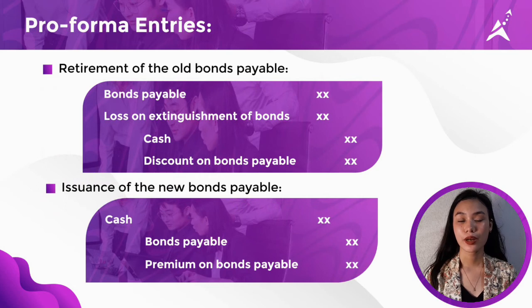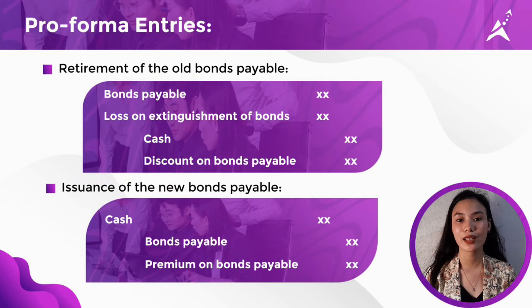In bond retirement prior to maturity date, early retirement ang ginagamit. While in bond refinancing, extinguishment of bonds is used. So what will be our journal entry? You just have to debit bonds payable dahil mawawala siya, and credit discount on bonds payable, if any. And dahil nga nagbabayad ka, you are going to credit cash, and you also have to determine if there is a gain or loss on extinguishment of bonds, and that's just how you record retirement of the old bonds.